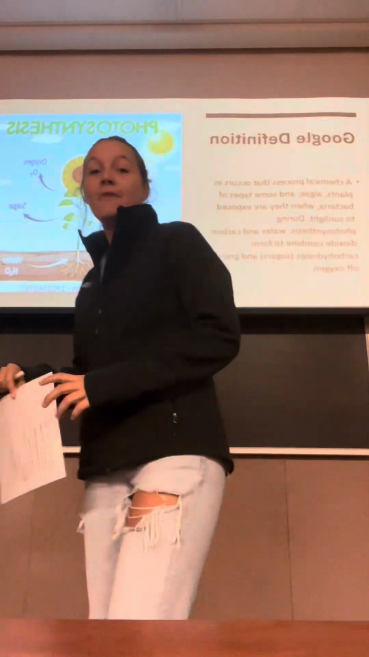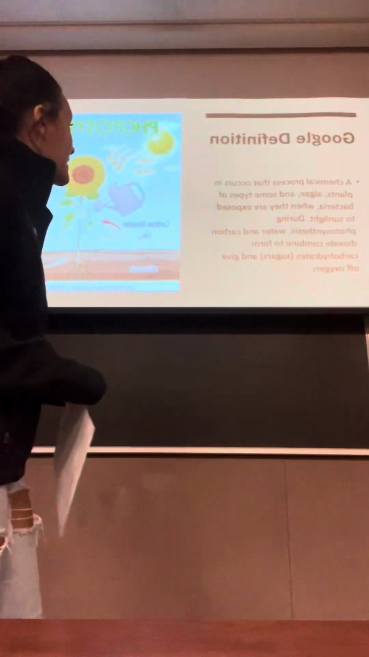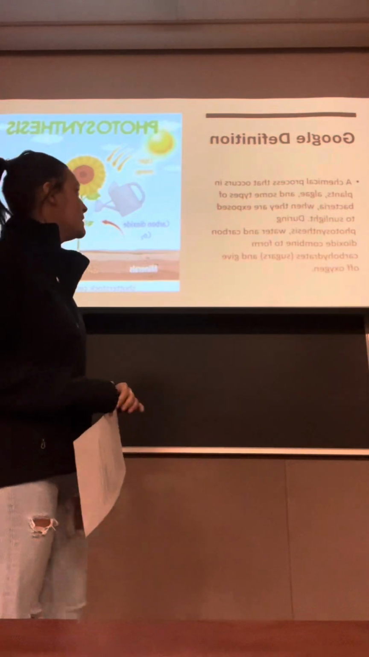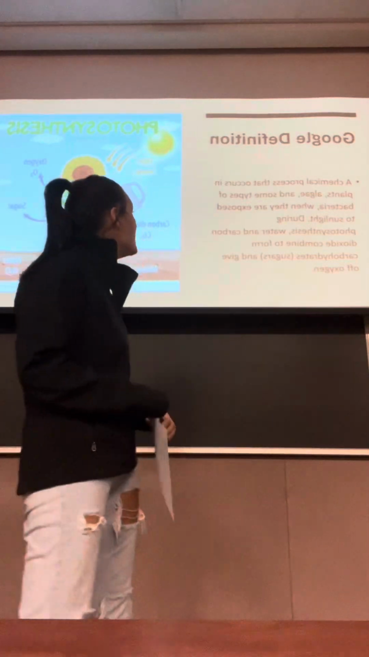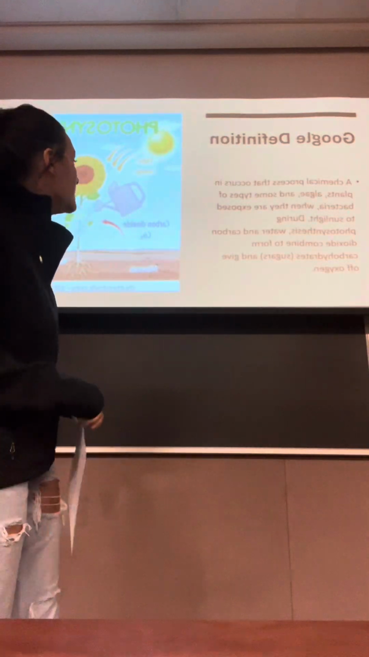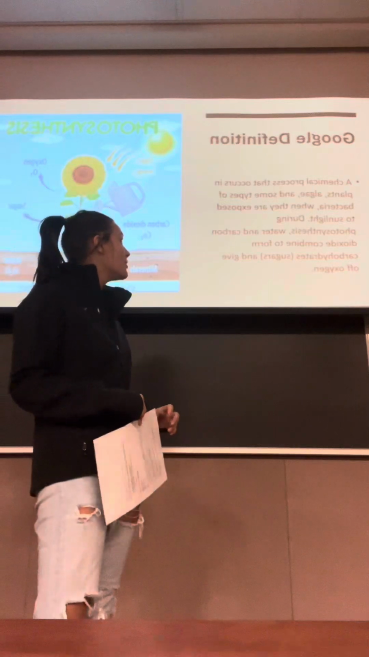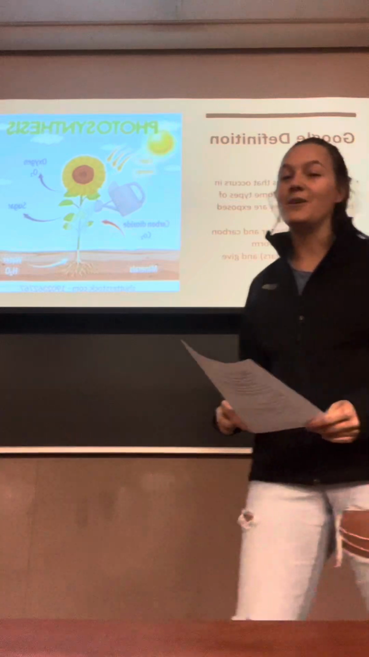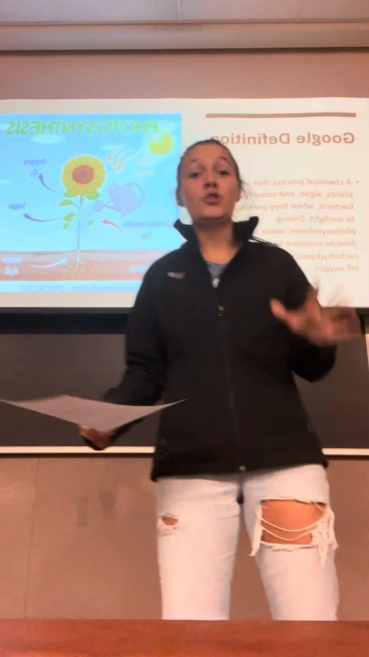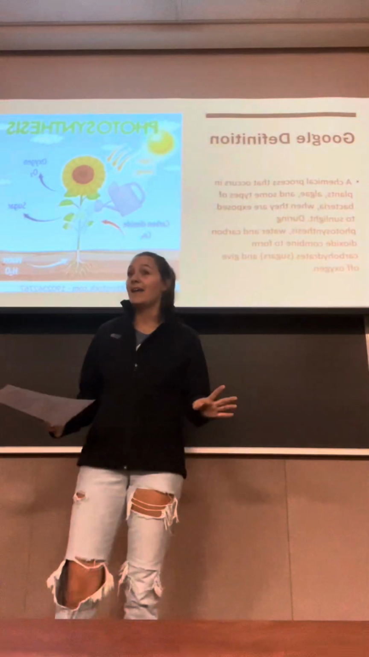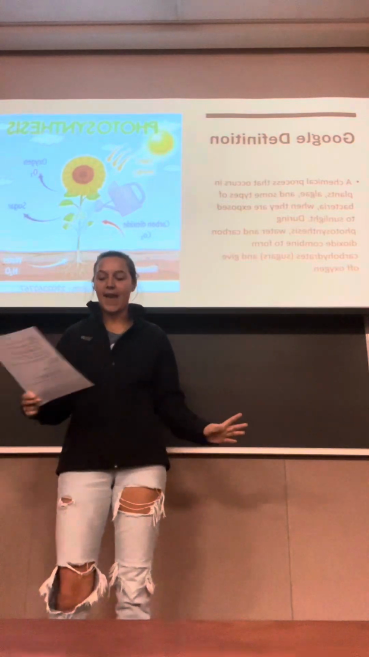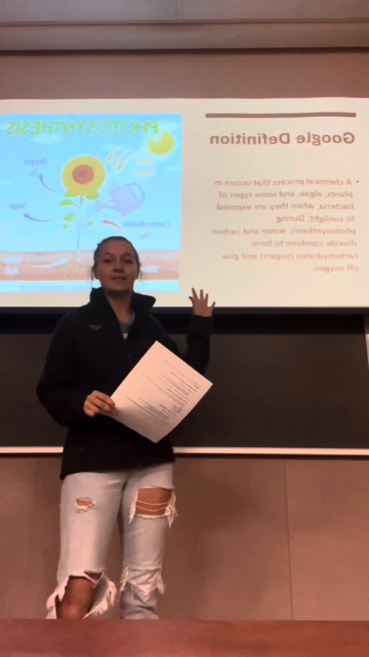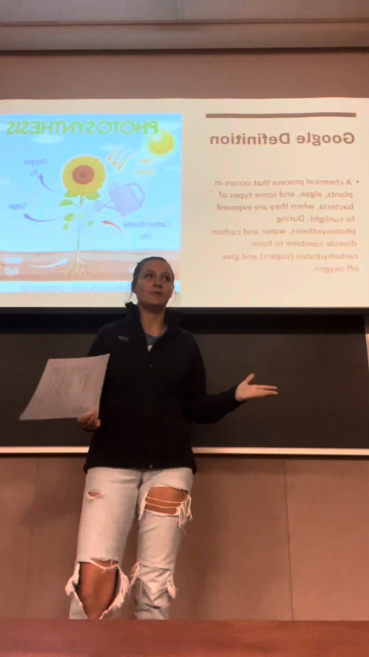Okay, so if you didn't hear Grace, she said it's a chemical process that occurs in plants, algae, and some types of bacteria when they're exposed to sunlight. During photosynthesis, water and carbon dioxide combine to form carbohydrates and give off oxygen. The one I found is quite similar to the one Grace found. And that's super, super complicated, okay? So many words, and there's so many parts of this that we have to break down. Like, what are we going to do?